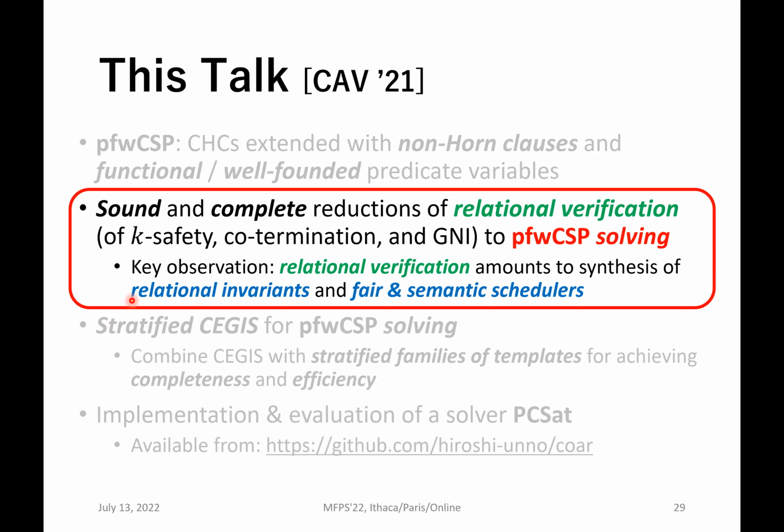Okay, now let me explain our sound and complete reductions of relational verification of these properties to constraint solving. A key observation here is that relational verification amounts to synthesis of relational invariants and preserved by fair and semantic schedulers. We simultaneously synthesize invariants and schedulers. So schedulers correspond to alignment, the terminology used in Dave's talk.